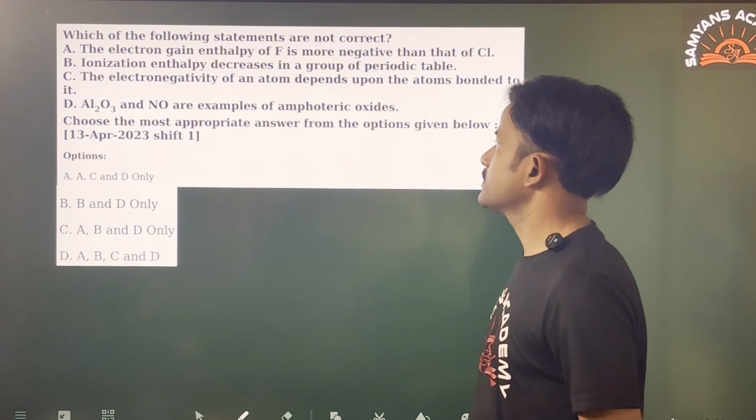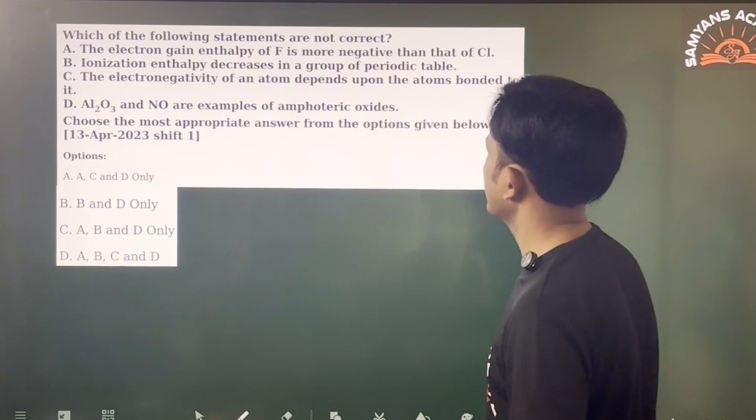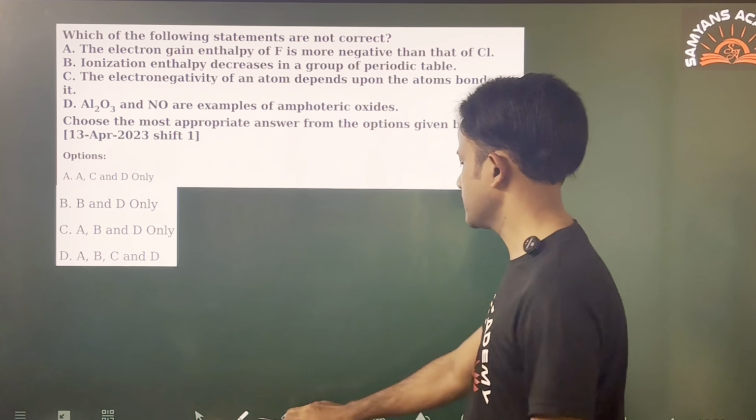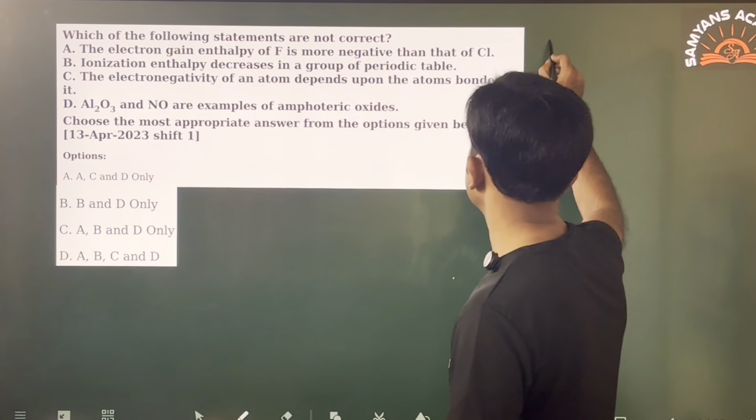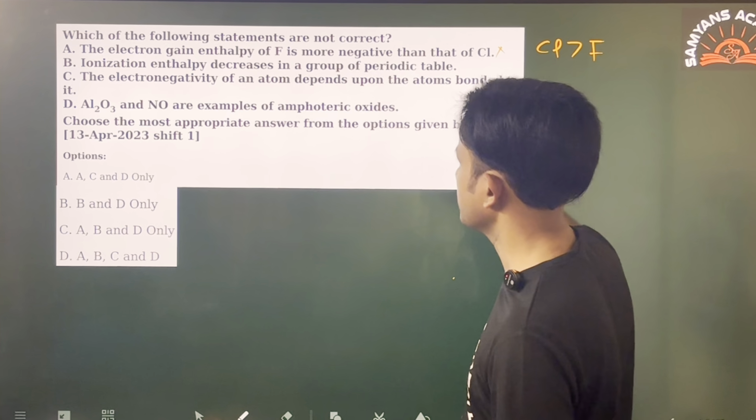Which of the following statements are not correct? The electron gain enthalpy of fluorine is more negative than that of chlorine. So it is not correct. Electron affinity of chlorine is more than fluorine. It is given in the reverse order. This is not a correct statement.